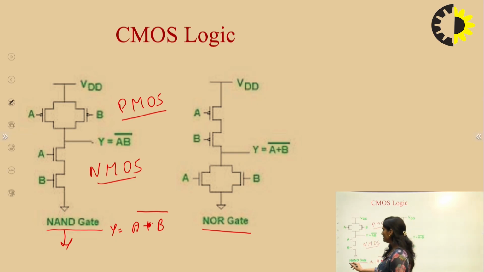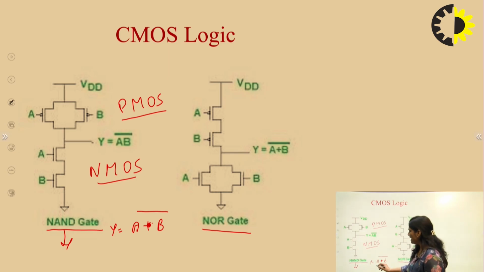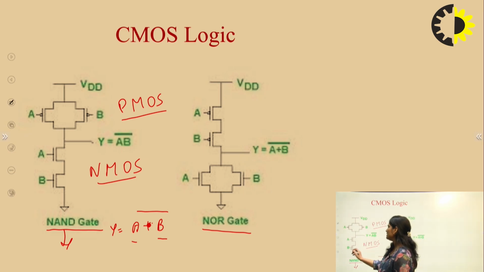When we are designing a NAND gate, if we are implementing it with two inputs, A and B, then A and B are connected in series in the case of NMOS, and we are getting output Y is equal to (A dot B) bar. And this PMOS is connected to VDD. Here we have to connect A and B in parallel.